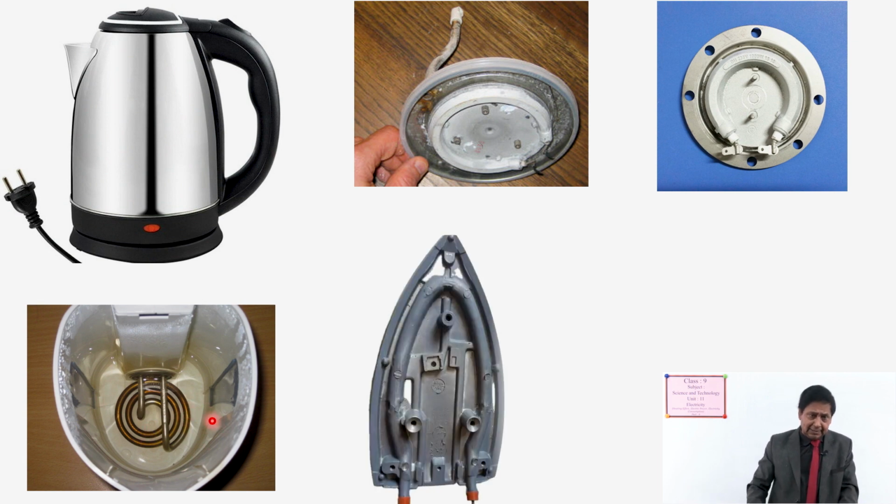Okay, this is an electric iron, the base plate of an electric iron. Inside this part, nichrome wire is placed, and when electric current is passed, it becomes hot and the base plate becomes hot, and this base plate is used to press the cloth.